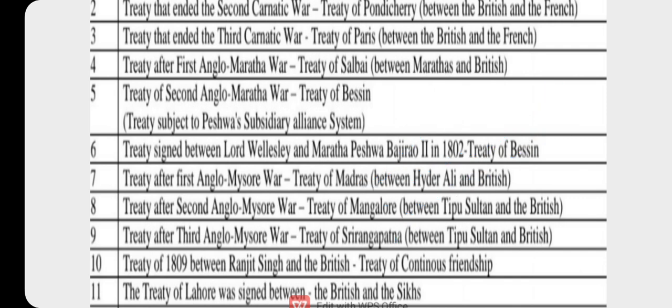Between whom? The first Anglo-Mysore war was between Hyder Ali and the British. The second Anglo-Mysore war was with Tipu Sultan. In the middle, Hyder Ali died. Porto Novo battle and the British. The third Anglo-Mysore war was between Tipu Sultan and the British.